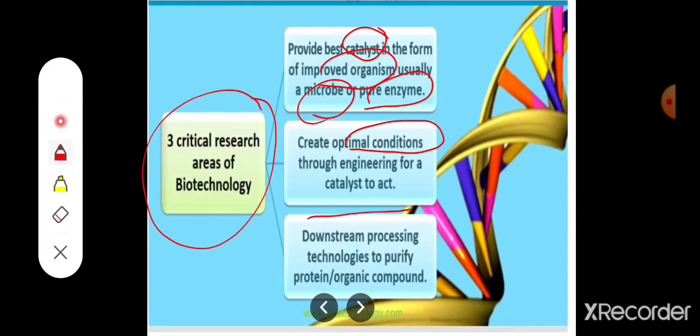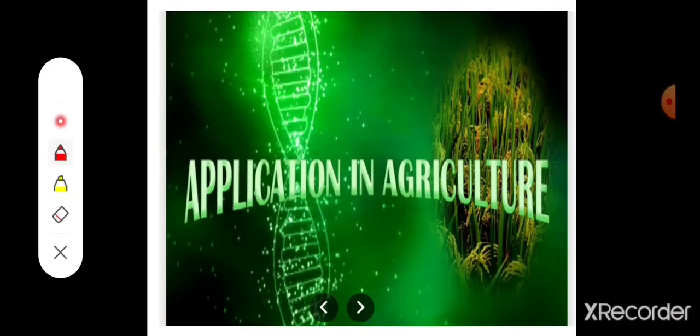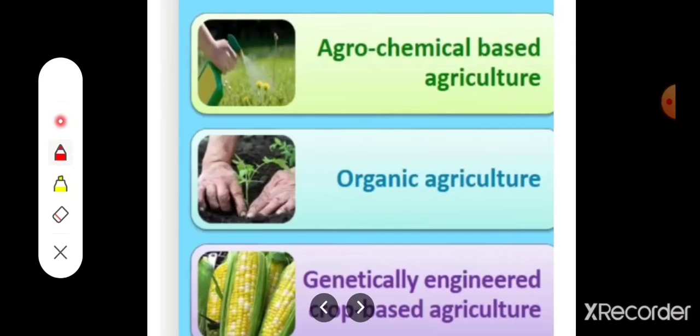Now let us learn how biotechnology has been used by humans to improve the quality of their life. We will be learning in this chapter about how the food production industry and healthcare industry have gained from this biotechnology. Let us see the biotechnological application in agriculture first, and then we will move on to medicine. Right, so first let us see application in agriculture.